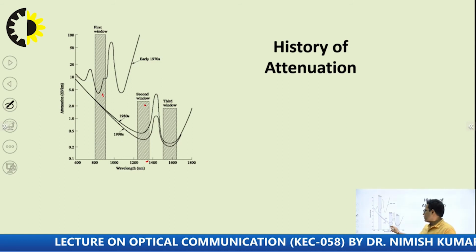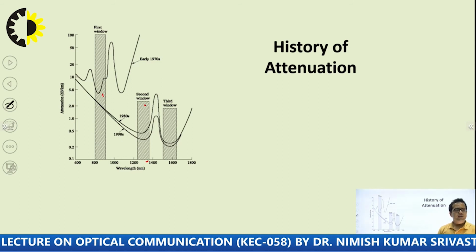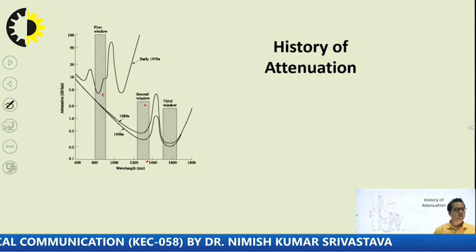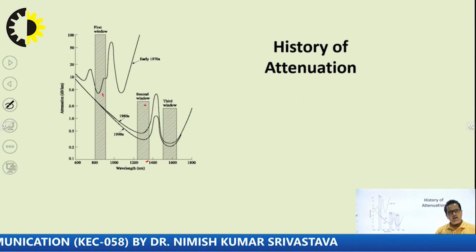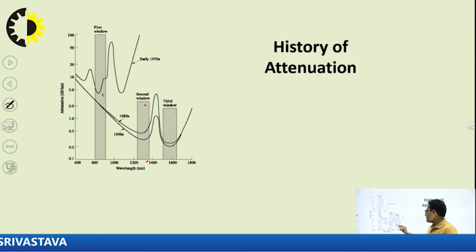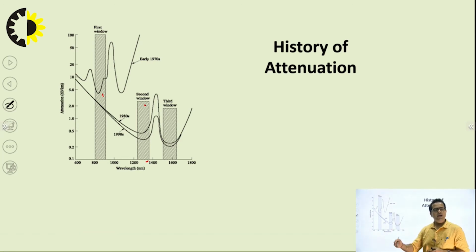So this was providing an attenuation of around 0.4 dB per kilometer. Now, even after that, various researchers kept on purifying the optical fibers, and finally they attained a window which can provide a low attenuation as low as 0.2 dB per kilometer. So basically, there are three windows that are used for optical fiber communication.